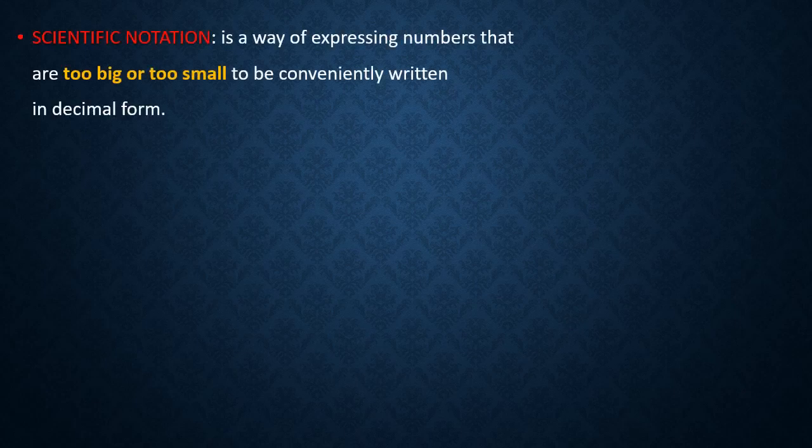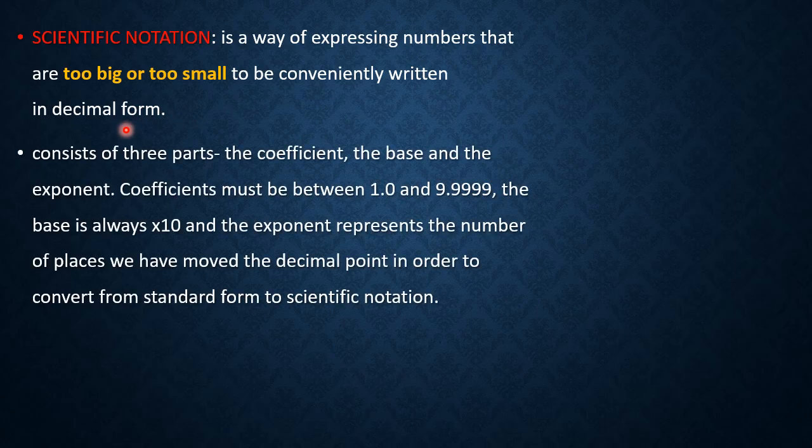Now we will go to the scientific notation. Scientific notation is a way of expressing numbers that are too big or too small to be conveniently written in decimal form. Here this is very important: too big or too small to be conveniently written in decimal form. It consists of three parts: coefficient, base, and the exponent.